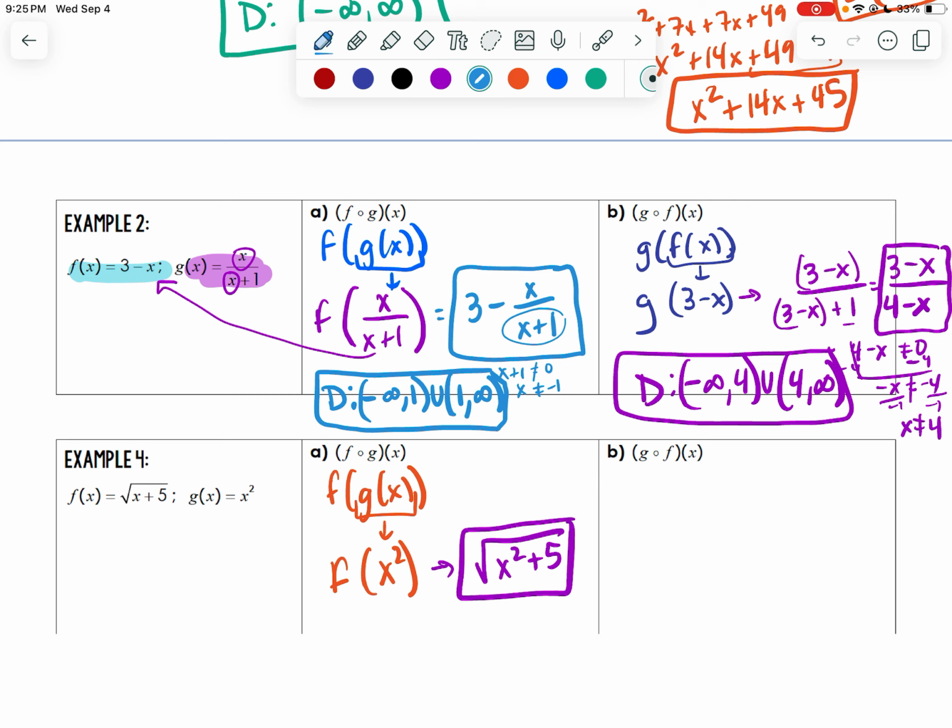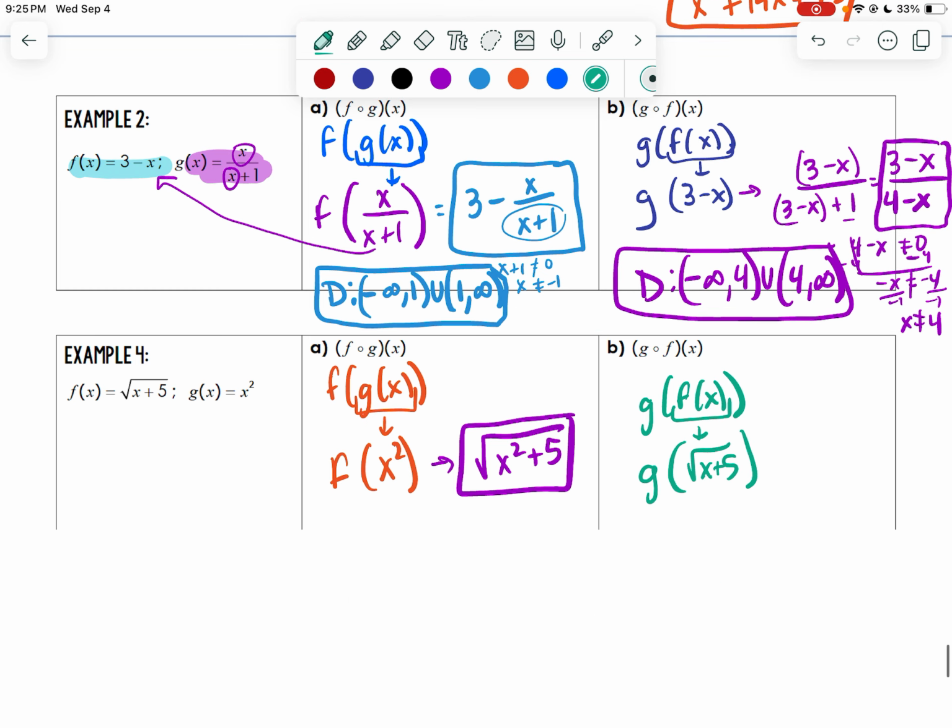Okay. Last one, g of f of x. Rewrite f. That's the square root of x plus 5. So plug that into the g function. Ooh, this one is a little interesting. So where you have an x, we'll plug in the square root of x plus 5. So it's that squared. Well, what happens when you have a square root and a square? They cancel out. So this is really just x plus 5.